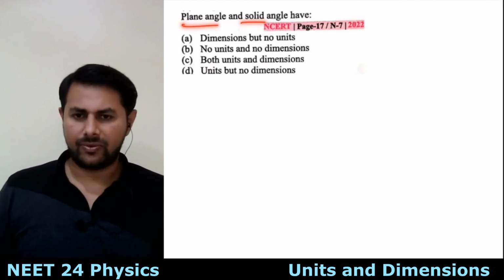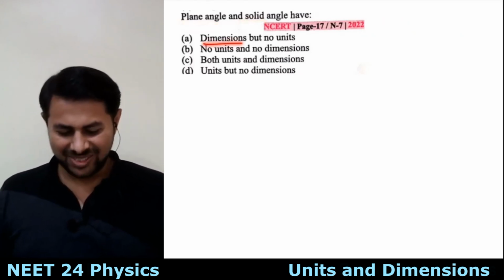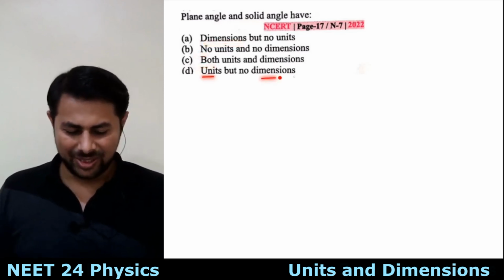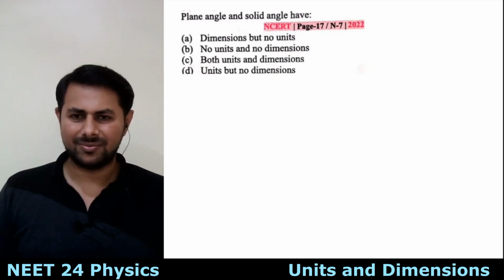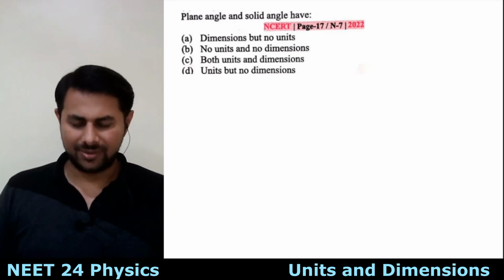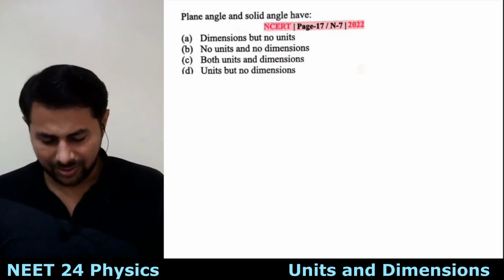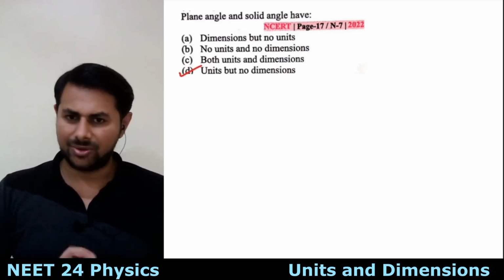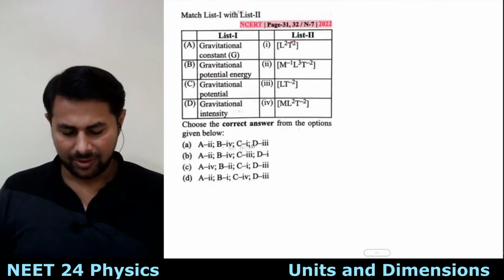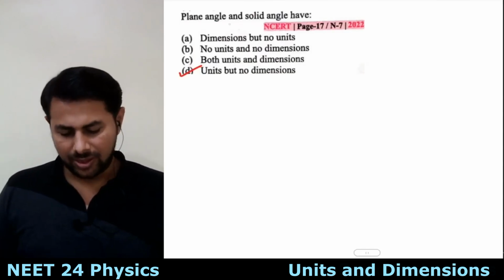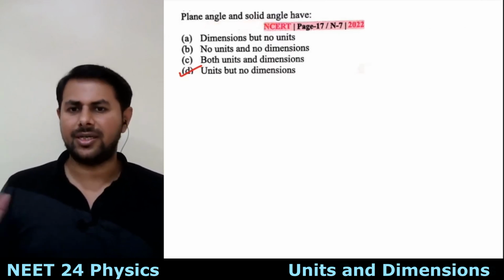Plane angle and solid angle have. So this is a good question. Dimensions but no units, both units and dimensions, units but no dimensions. What's the answer? It's option D. Okay, we have seen they have units. We have assigned units to them even though they don't have any dimensions. So they have units but they don't have dimensions. Good. Units but no dimensions. Very good. Unit is radian. The unit for the plane angle is radian, for solid angle it is steradian.